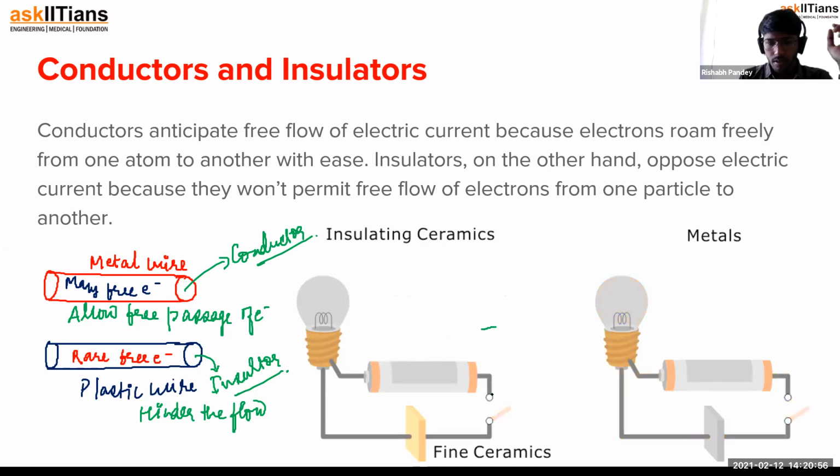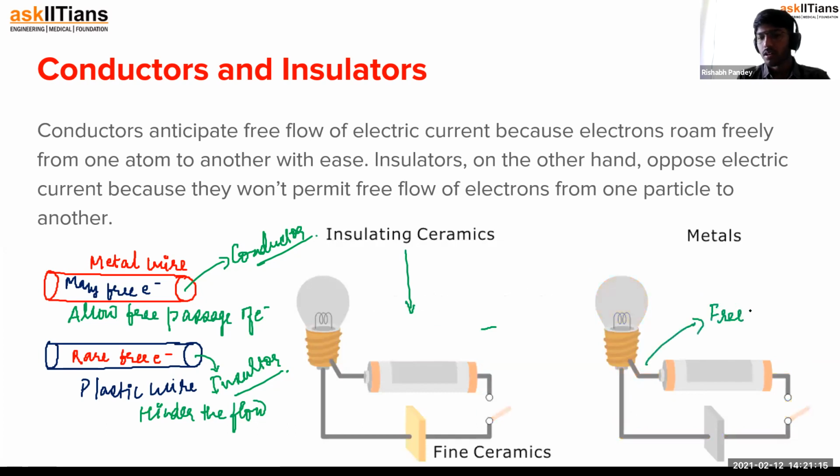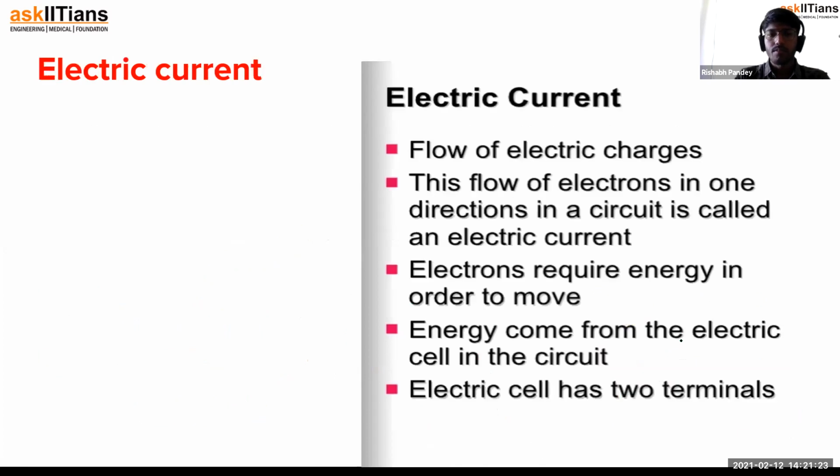As you can see over here, in this case it's not a wire. It's insulating ceramic. There are no free electrons, and since they don't have any free electrons, there is no charge carrier in this case. Whereas here, these are free electrons, and that's why they allow the passage of electrons easily. Next is electric current. Electric current is denoted by the symbol I.